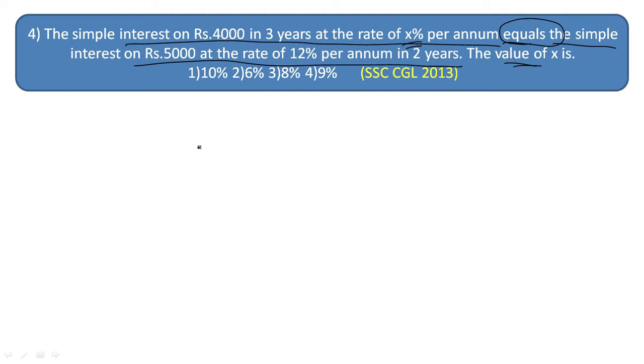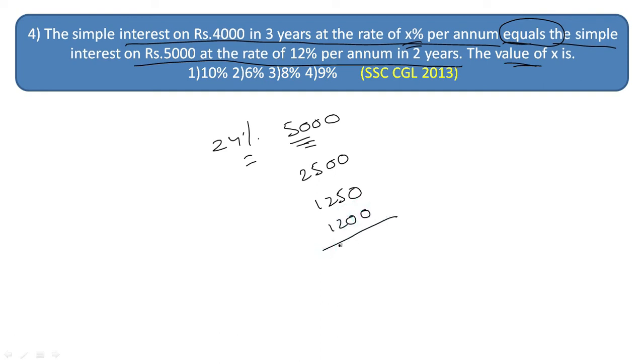So the second case: 5,000, 12%, 2 years. So 24% on 5,000 rupees. 100% is equal to 5,000. 50% is equal to 2,500. 25% is equal to 1250, but I want 24%. 1% is 50 rupees. So 1250 minus 50 is 1200. It is 1200 rupees simple interest.